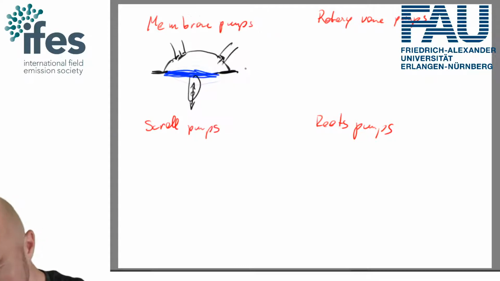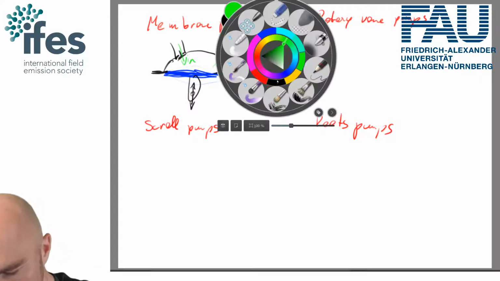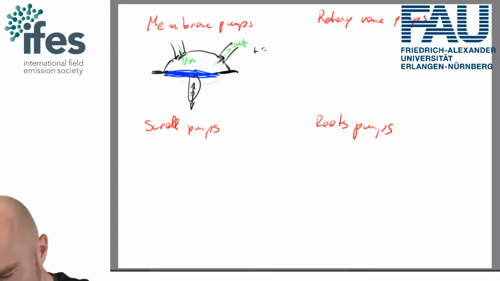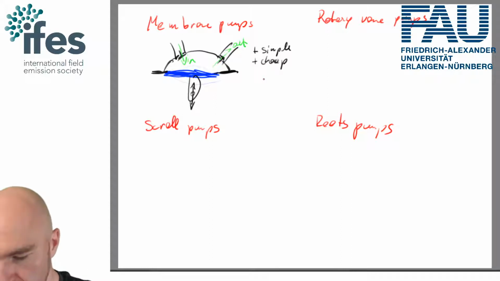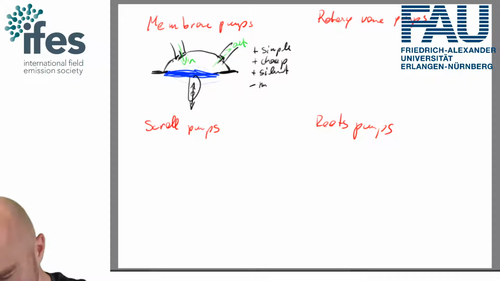So you get an in and an out. And you can see this is a very simple mode of operation. So the upside is that they are very simple, which also makes them cheap. And they're pretty silent, so they're not particularly loud. The downside is that the membrane needs maintenance.